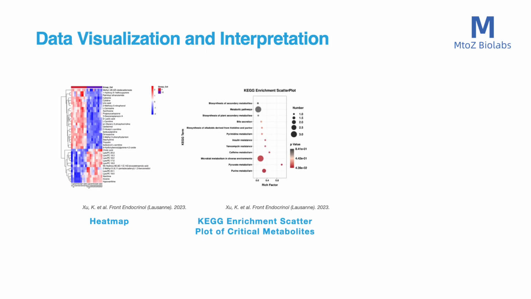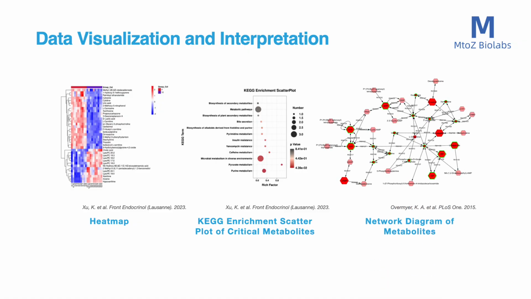The KEGG enrichment scatter plot provides an overview of significantly enriched metabolic pathways, helping to link differential metabolites to biological functions. Each dot corresponds to a KEGG pathway in the plot. The dot size reflects the number of differentially expressed metabolites in the pathway. Larger dots indicate more DMs. The color of the dot represents the p-value. Smaller p-values indicate greater statistical significance.